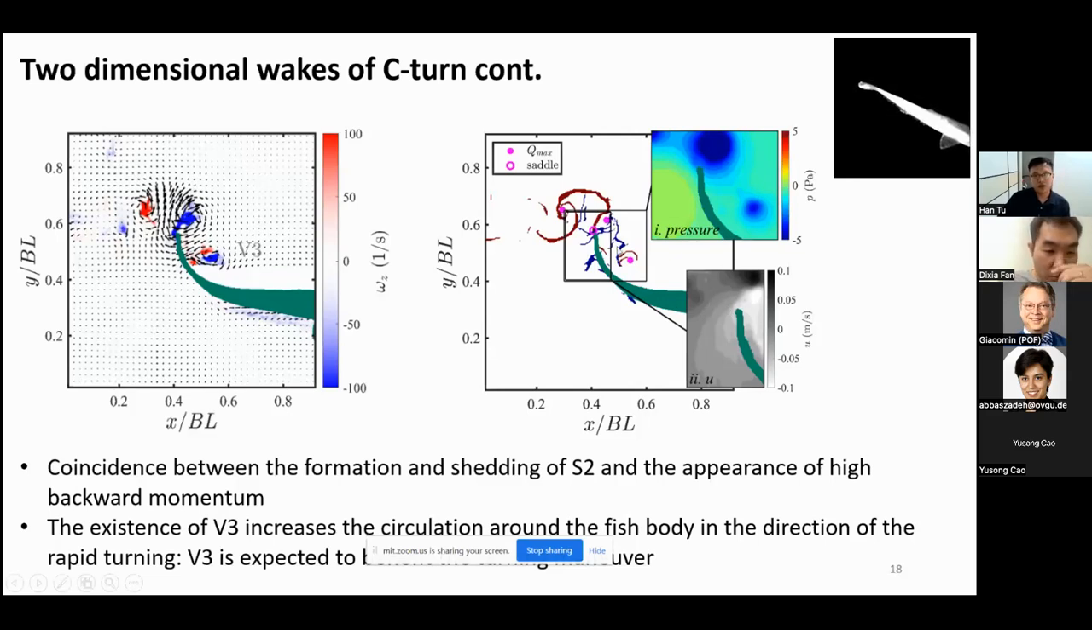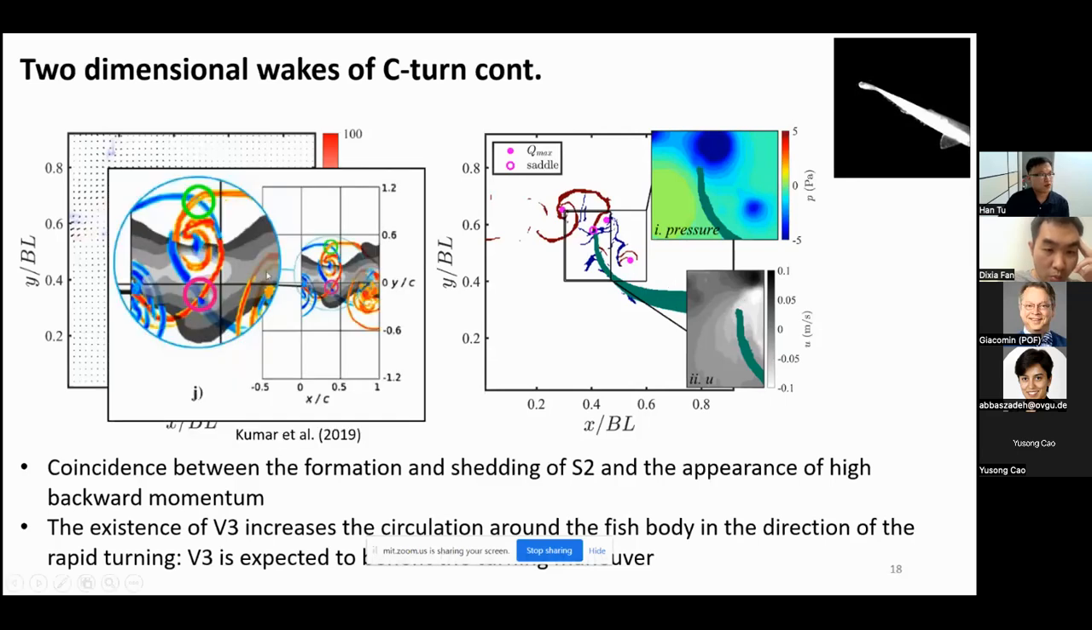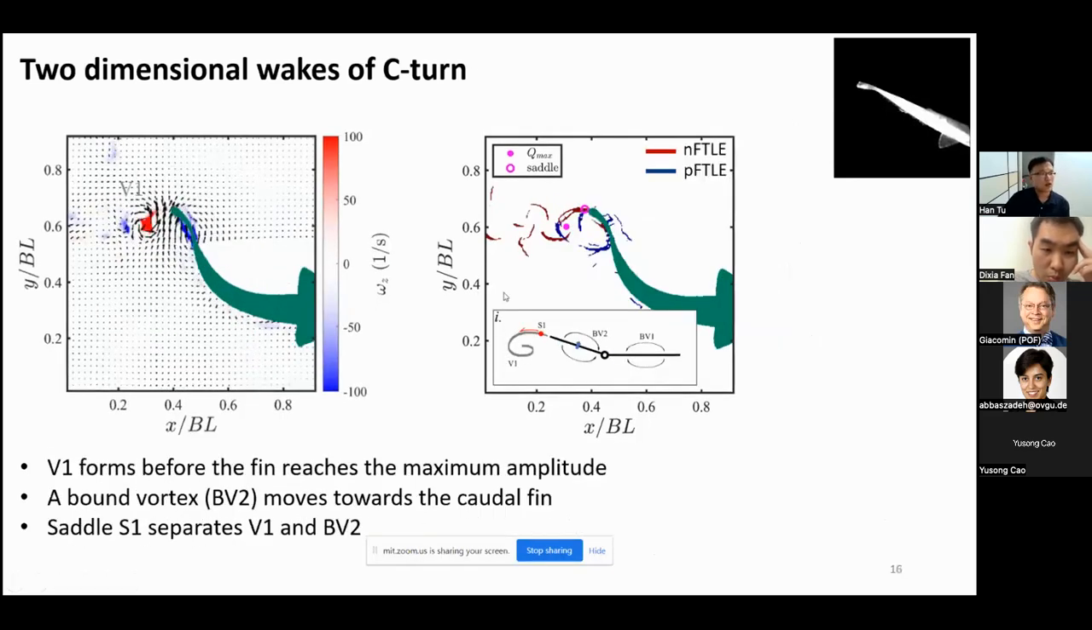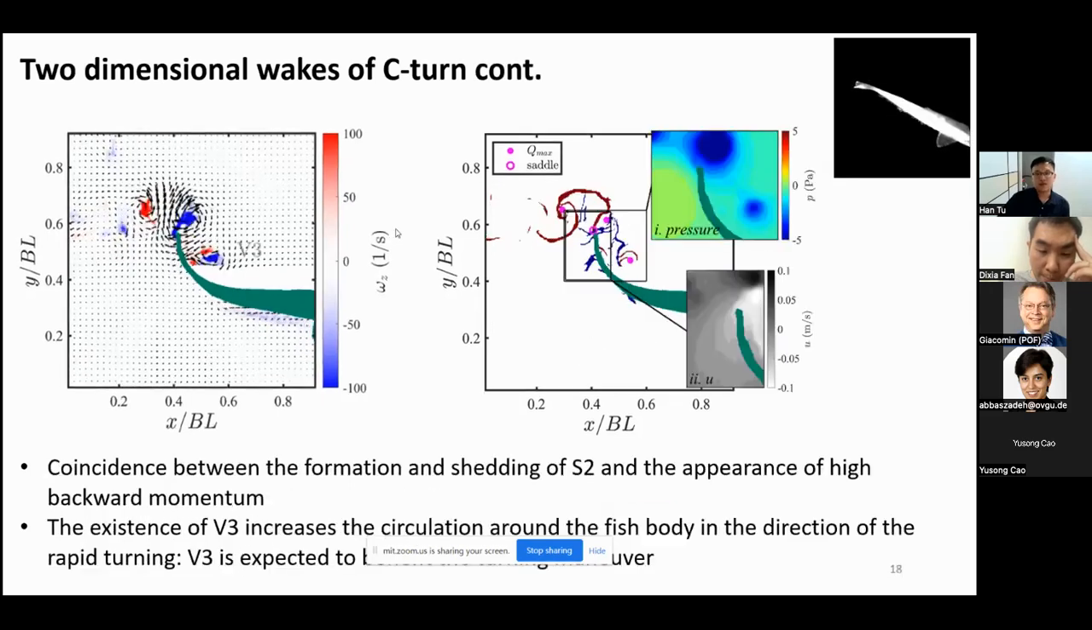The emergence of this jet is consistent with the formation and shedding of the saddle S2. Such coincidence was also observed by Kumar et al. in 2019 on a pitching panel, which agrees with the involution of the saddle S2. If we go back several pages, in fact the side jet J1 is also consistent with the involution or shedding of the saddle point S1. So what I'm trying to say here is that the generation of thrust, either pointing backwards or sideways, is highly synced to the motion of saddles, which means the saddles are a nice indicator of the flow involution in the wake.